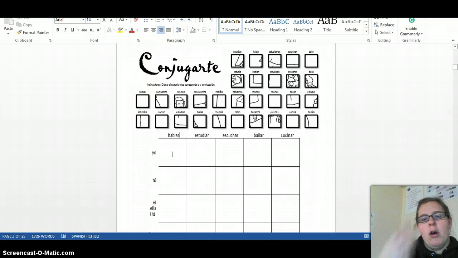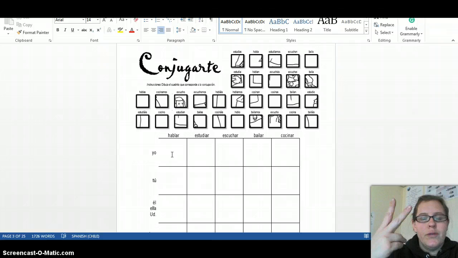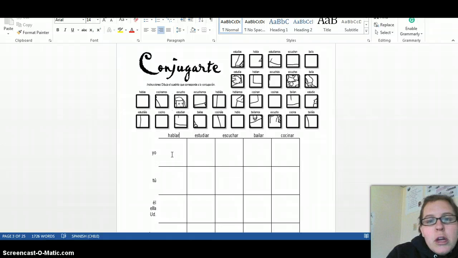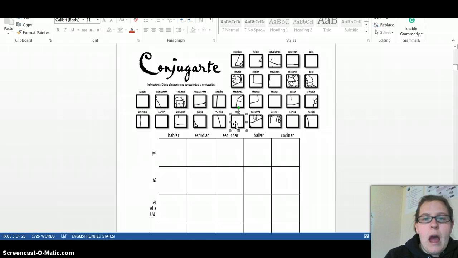So I know the steps are: 1, remove the ending. I'm left with habl. 2, figure out who's verbing. Well, we know it's going to be yo. 3, add the correct ending. The correct ending for yo is o, so it becomes hablo. So the word I'm looking for is hablo, and I'm going to find it here amongst these options. And it is, I just saw it, this one. Hablo, okay? Now, there is nothing in this square, which means we don't have to do anything. We're just going to leave it blank, and we can move on to the next one.